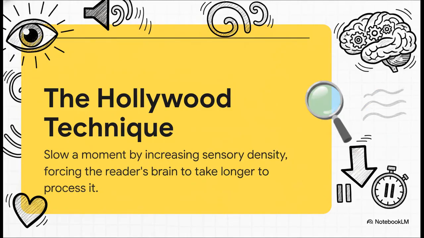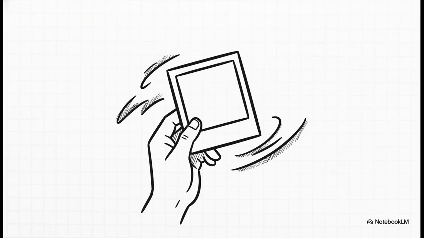Okay, let's break this down. The key phrase to focus on here is sensory density. What does that mean? It means instead of just saying, "time slowed down," you pack a single moment with so much sensory information, sights, sounds, smells, feelings, that you literally force the reader's brain to hit the brakes to process it all. The absolute best way to get this is just to see it in action.